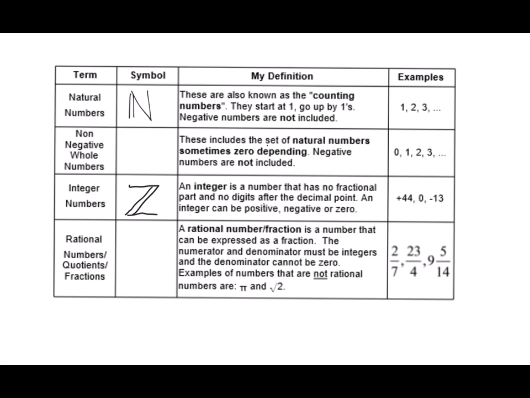Now when we talk about rational numbers, we sometimes call them quotients and fractions. The reason why we have Q is because we think of fractions as a quotient. Now the only other thing that we have on our sheet is something that's missing. This one is called irrationals.